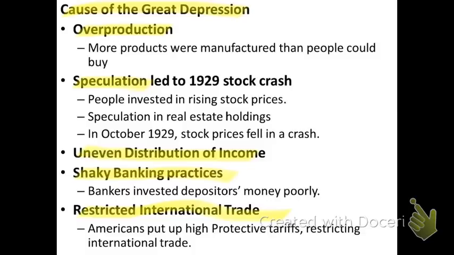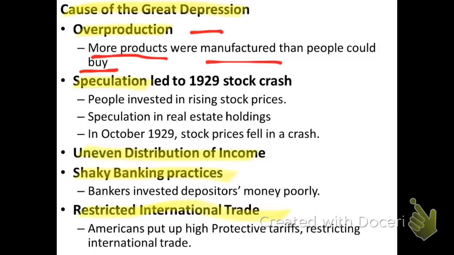Let's take a quick look at each one in a little bit more depth. In overproduction, we're looking at more products being manufactured than people could buy. You are overproducing. There is a surplus. Supply and demand always holds true. When supply goes up, all things being equal, prices fall. If supply goes up and demand increases as well, it's not a problem. But when supply goes up and demand does not, you have overproduction, you have a surplus, prices will fall.